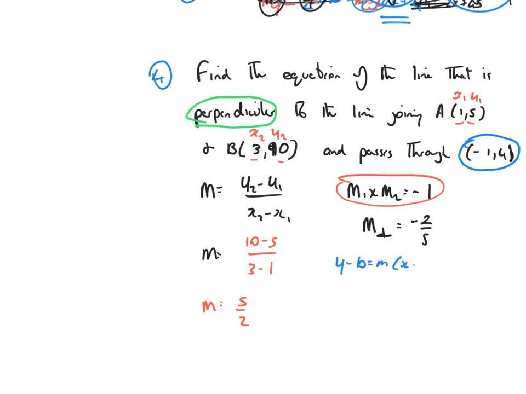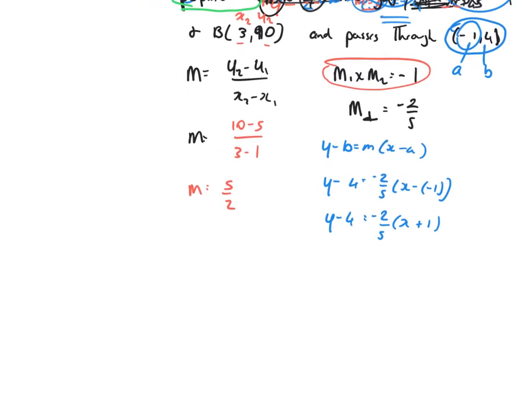So into y minus b equals m bracket x minus a, and label that a, b. So y minus 4 equals minus 2/5 bracket x minus negative 1. So it's y minus 4 equals minus 2/5 bracket x plus 1. Okay, so let's get rid of that. Divide by 5 down the bottom by multiplying through by 5. That will be 5y minus 20 is equal to minus 2 bracket x plus 1. 5y minus 20 equals minus 2x minus 2.